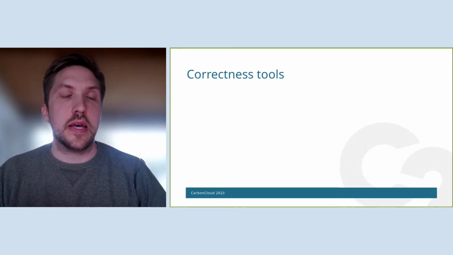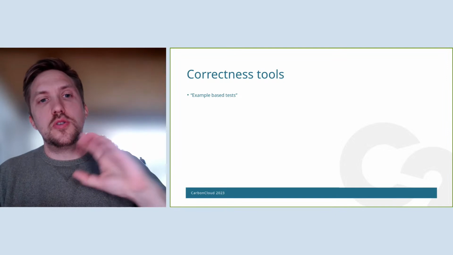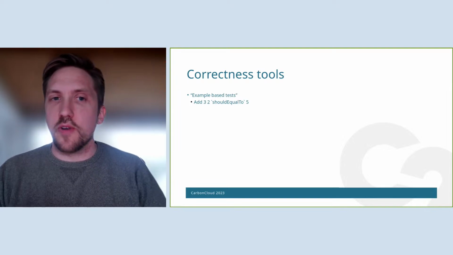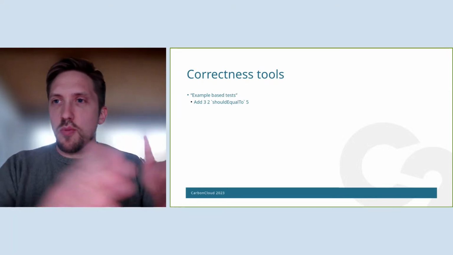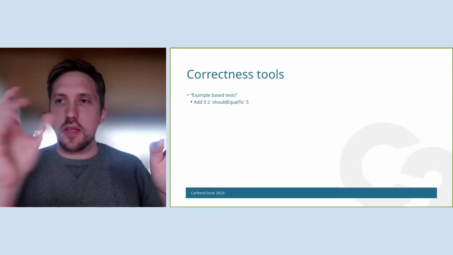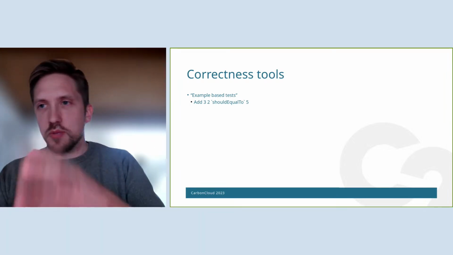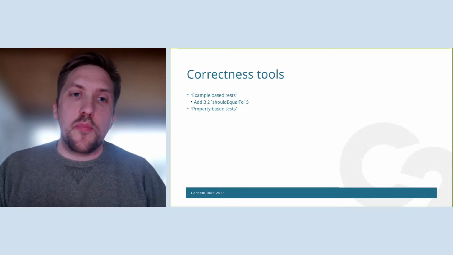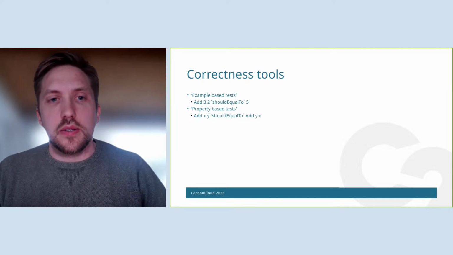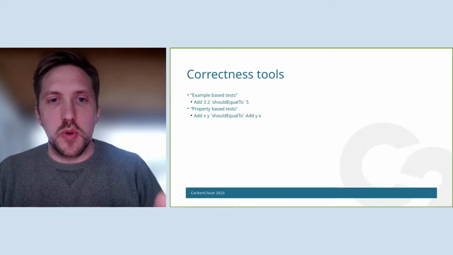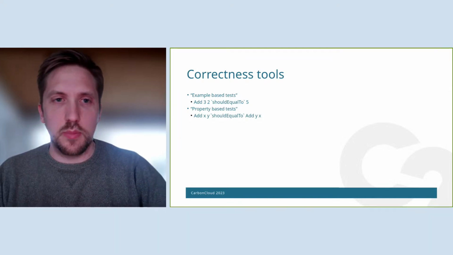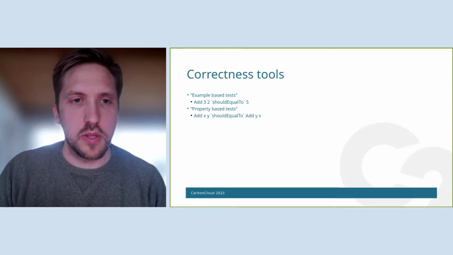I won't present exhaustive lists here, but we can do example-based tests, which is just like add 3 and 2 should equal 5. You just take a specific permutation of the inputs and say that with this input, I want this behavior or this output. We can have property-based tests, and in this case, add x and y should equal add y and x. I'll go into each of these individually, but I just want to throw them out there at the start.